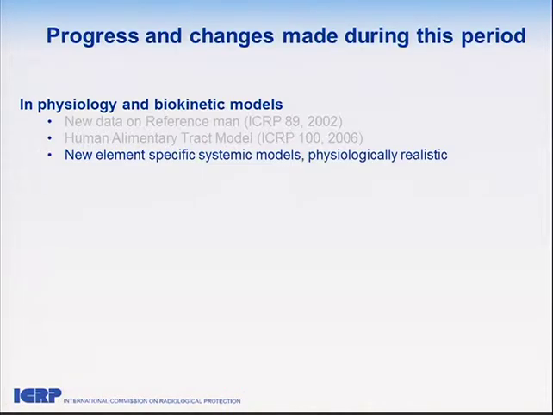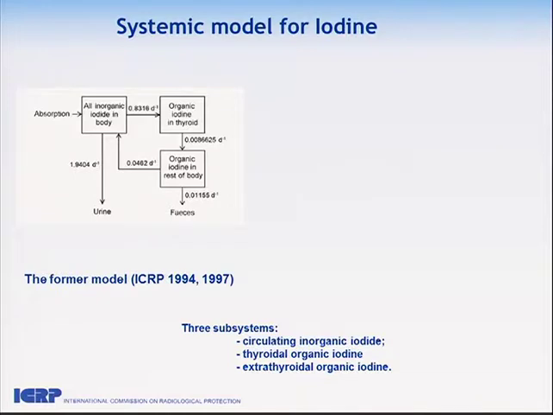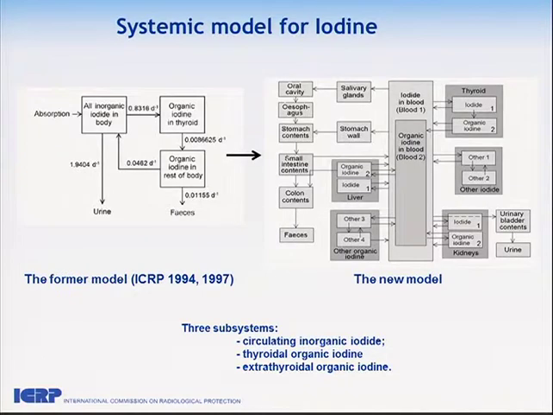We also have new element-specific systemic models, which are again physiologically realistic. Again, I will not go back to every element, but would just like to give you a flavor with some examples. Here is the model for iodine, with the former model on your left, which was made of 3 compartments, and the new model here, which is made of many additional compartments, which again represent the reality more closely.